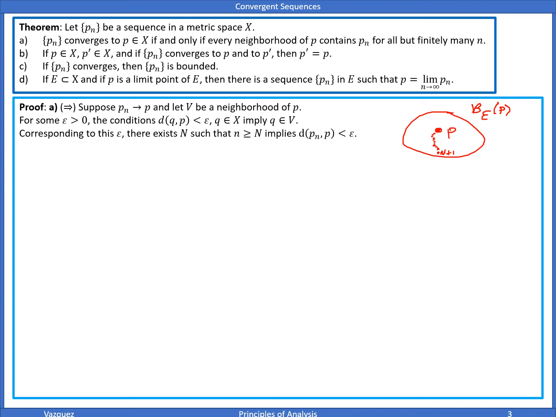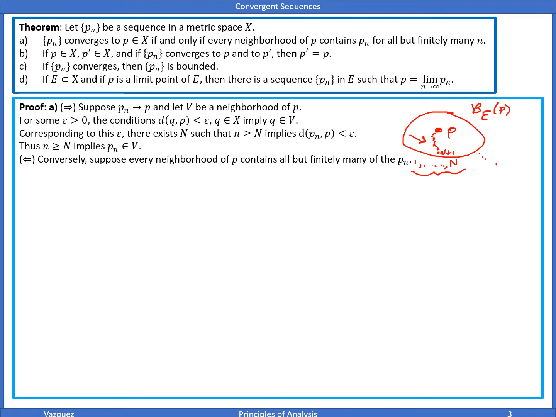So what does that mean? That means that from 1 all the way to N, all of those points could be outside the neighborhood. And how many are there here? Well, finitely many, right? So that's where we're going. So therefore, n greater than or equal to N implies that P sub n is in this neighborhood V. So that's how we get that direction.